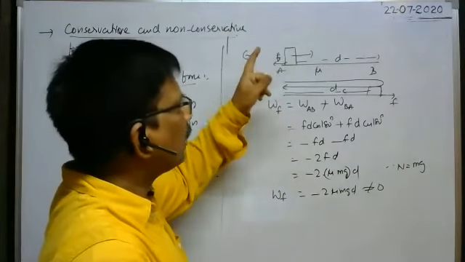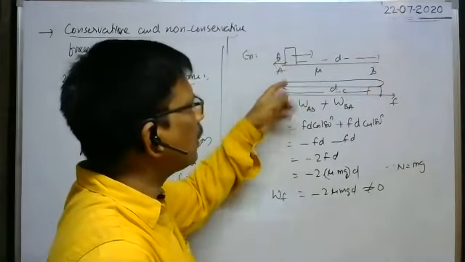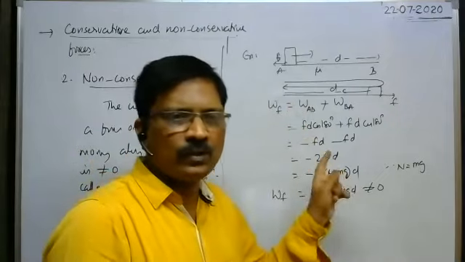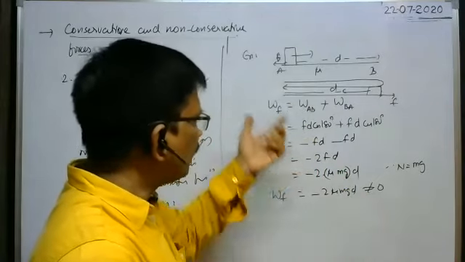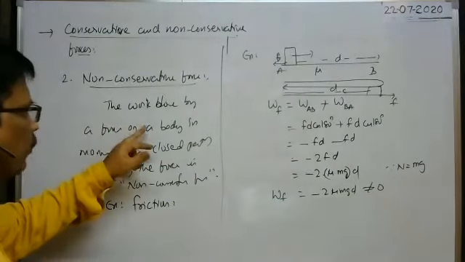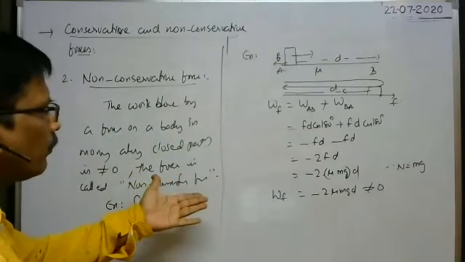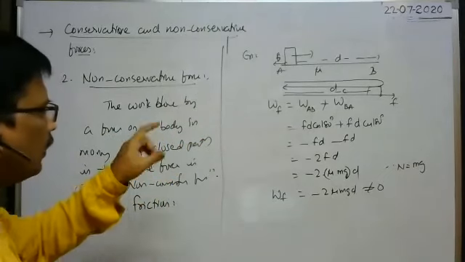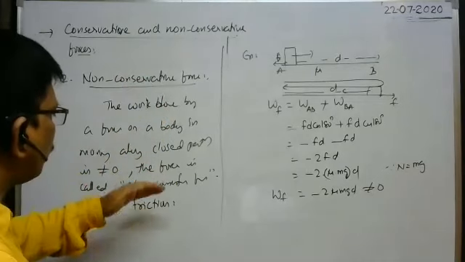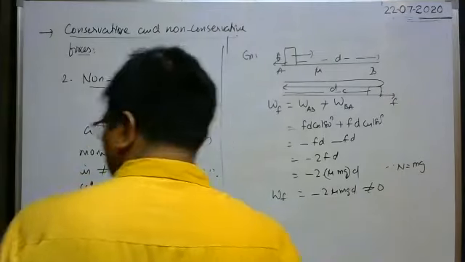So the work done by friction on a body in moving along the closed path, where the body comes back to the initial point, is not equal to 0. That's why this force is called the non-conservative force. The best example for non-conservative force is frictional force. It is a very, very important point.